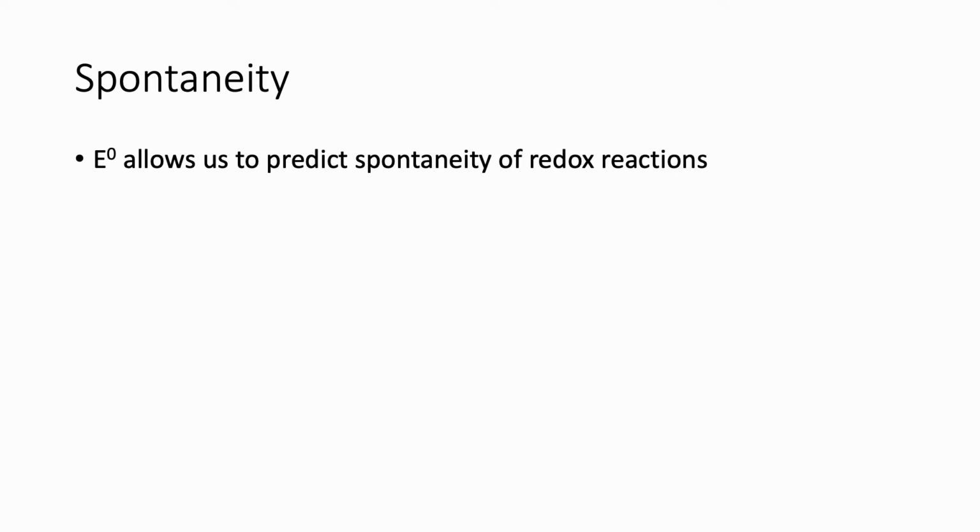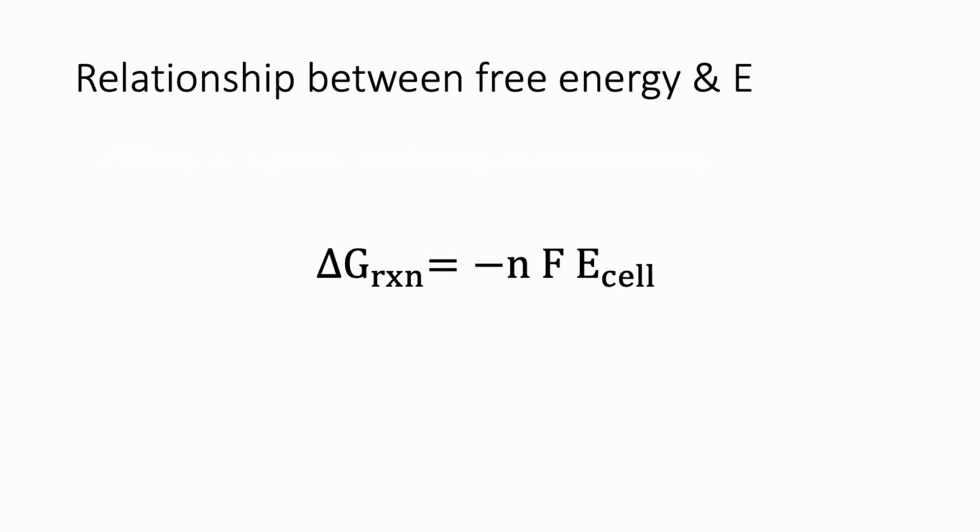So now let's talk about the mathematical definition of spontaneity. We've just said that our E0 allows us to predict whether a redox reaction is spontaneous. We also know delta G is a measure of spontaneity, and that means there has to be some sort of connection between the two of them. And this is what it looks like. The delta G of any redox reaction is going to be negative N times F times the cell potential for that reaction. So we know what delta G is. We've talked about that a lot. We know what E is because we've been talking about that a lot today.